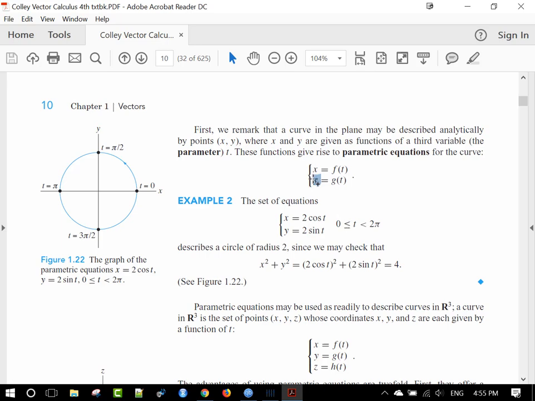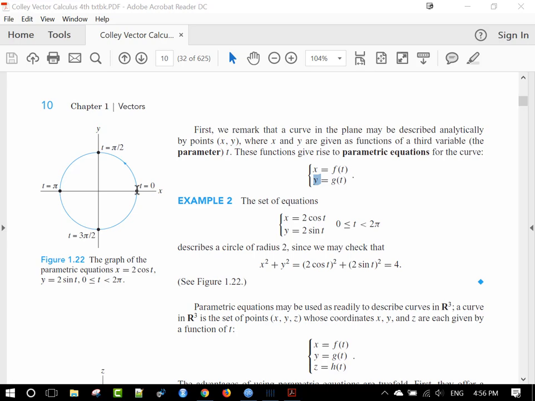So these two are the example here. Here we have x equals 2 cosine of t and y equals 2 sine of t. And we're going to restrict t to be between 0 and 2 pi. If you know about cosine and sine, let's just do when t equals 0. Cosine of 0 is 1, and the sine of 0 is 0. So this is going to be 2 times 1, which is 2, and this is going to be 0. So when t equals 0, it's going to be at 2 comma 0.